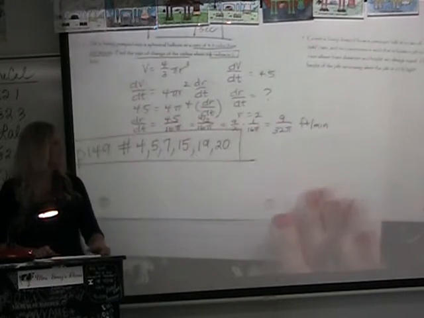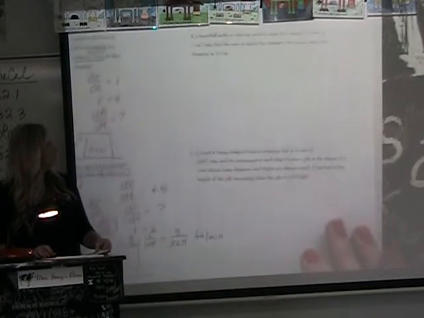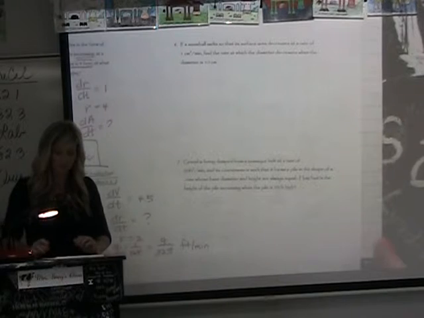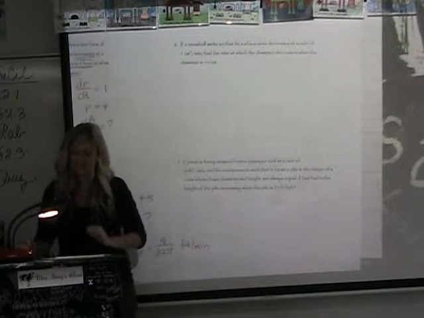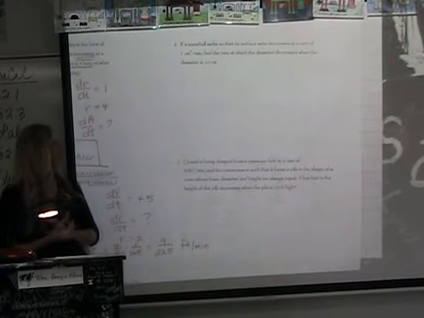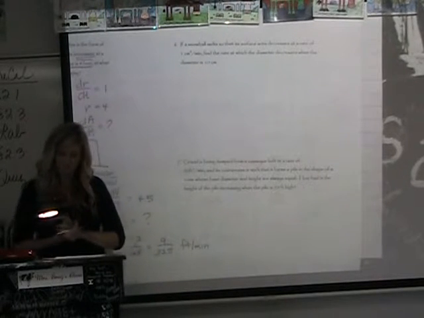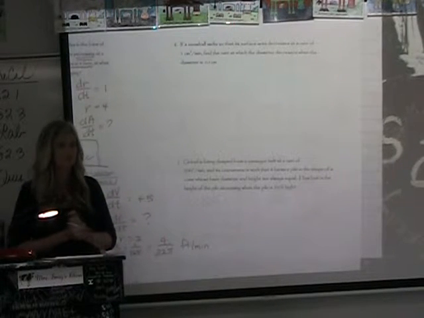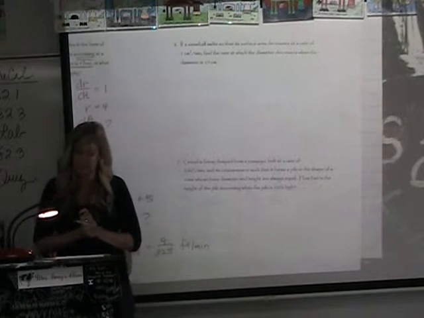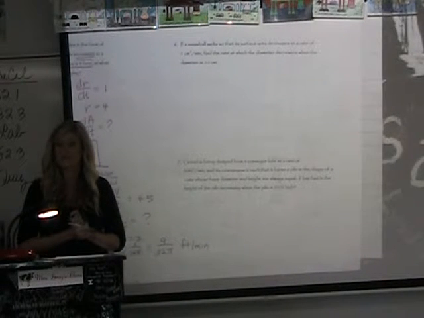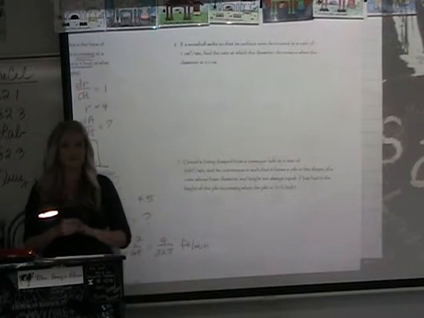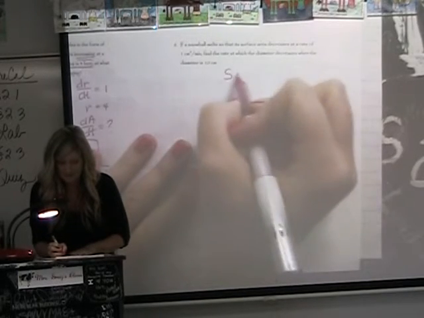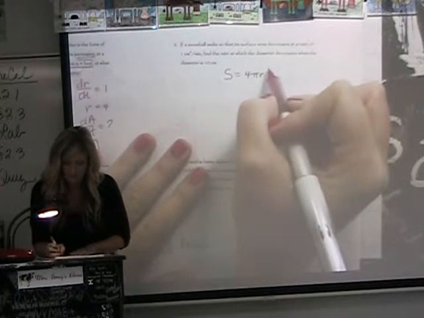And now let's look at number 6. It says if a snowball melts so that its surface area decreases at a rate of 1 centimeter squared per minute, find the rate at which the diameter decreases when the diameter is 10 centimeters. All right, so let's talk about what formula we need here. Surface area of a sphere. According to our formula sheet, what is the formula for surface area of a sphere? S equals 4 pi r squared.